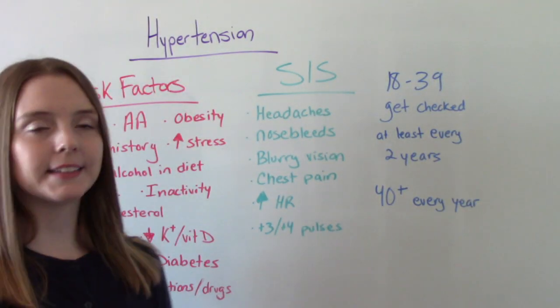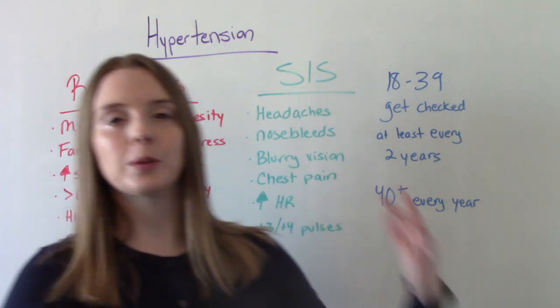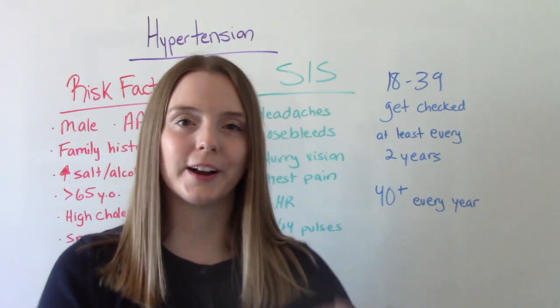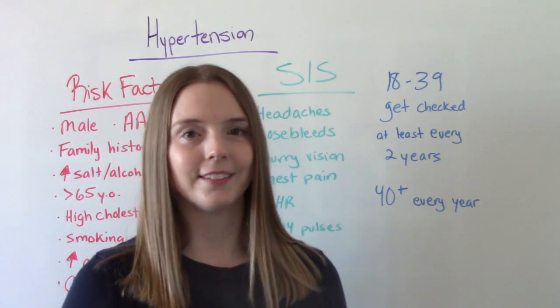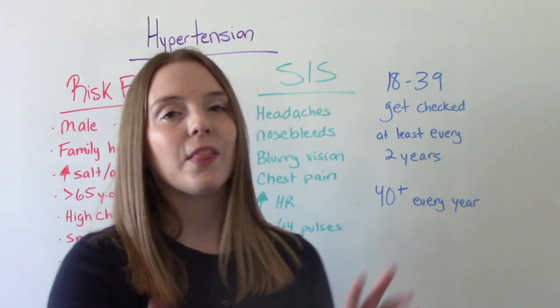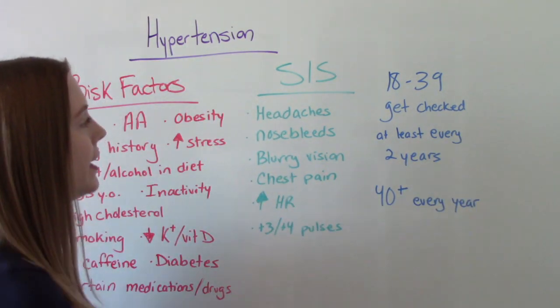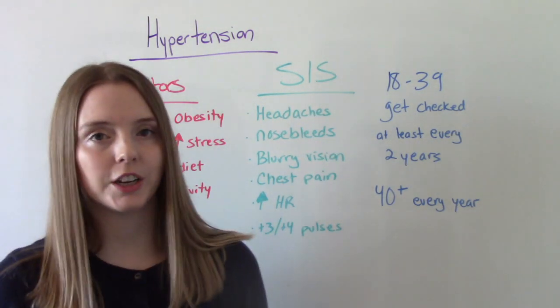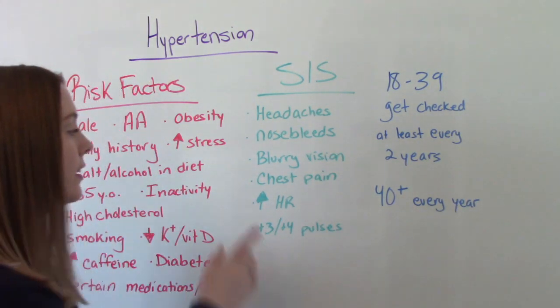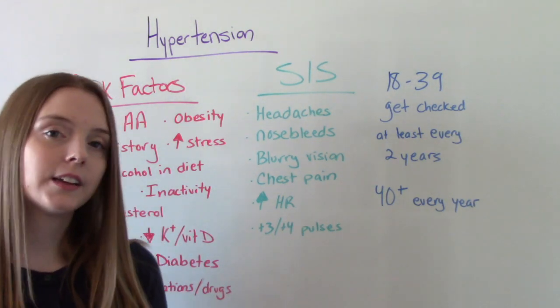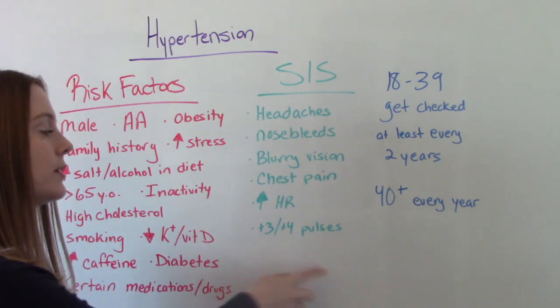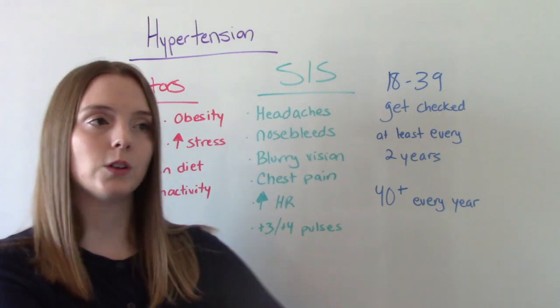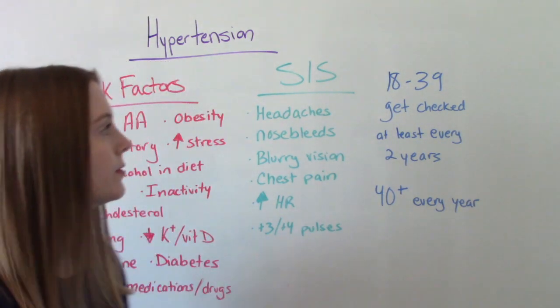So what are the signs and symptoms? Aside from the big one, right? You take their blood pressure and you get the reading and you notice that it's high, right? In addition to that, they might also present with things like headaches, nosebleeds, blurry vision, chest pain, an increased heart rate, and then their pulses might be +3, +4, so very easy to find those peripheral pulses.